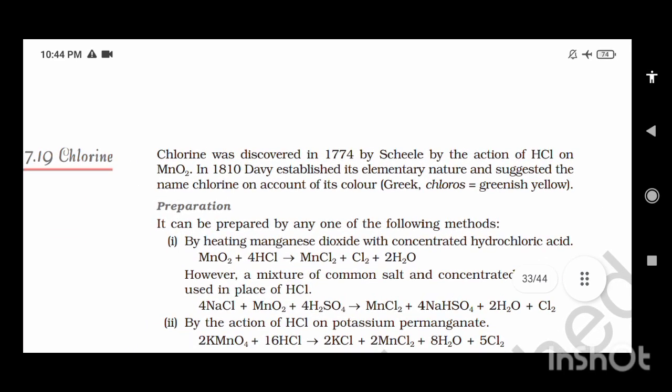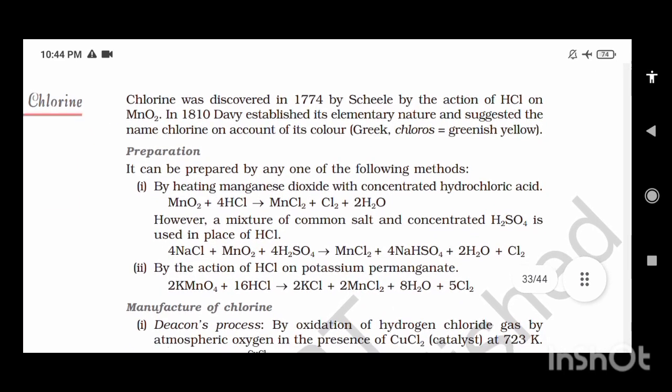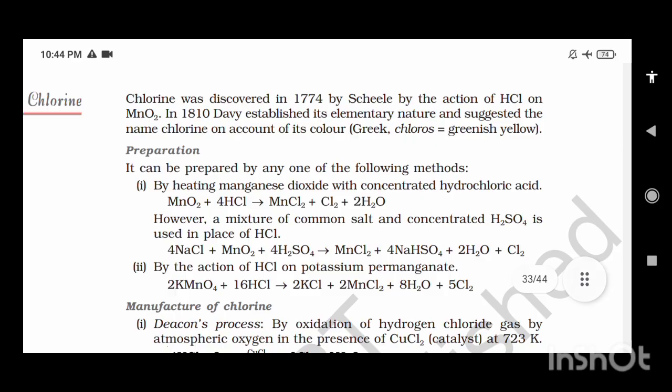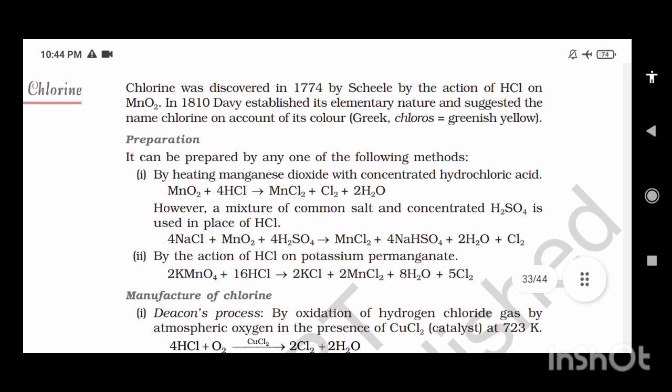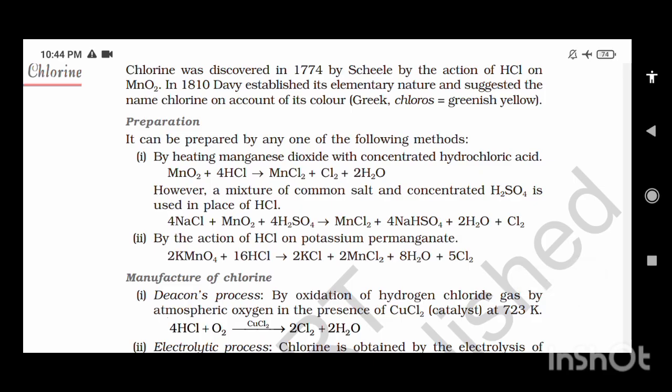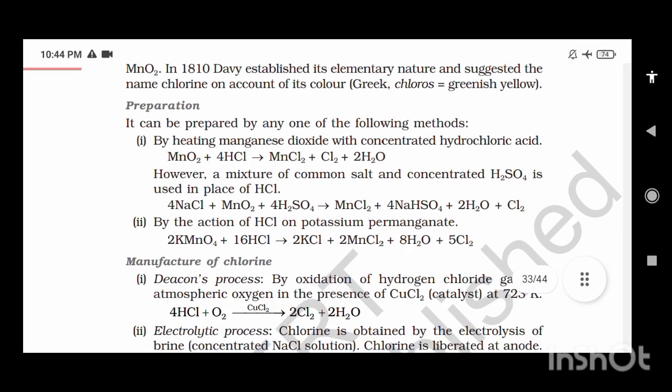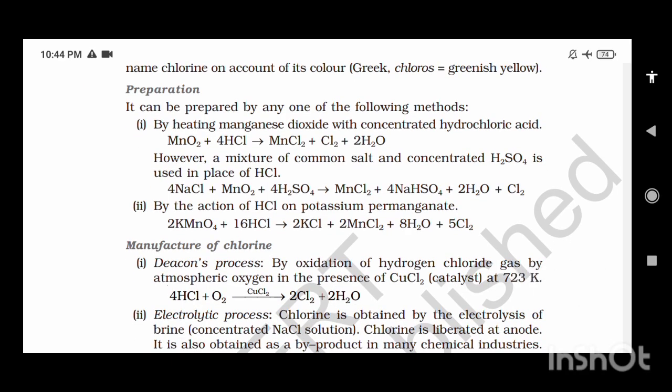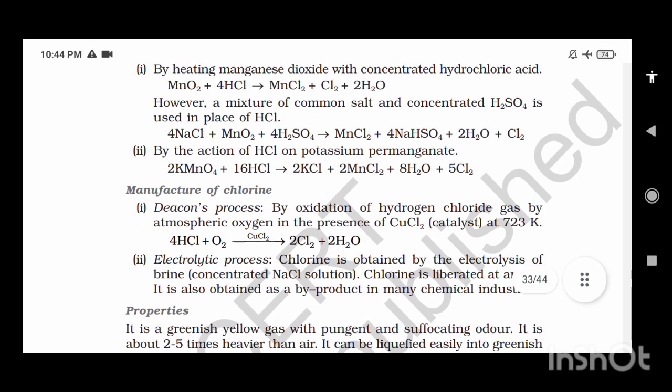Chlorine was discovered in 1774 by Scheele by the action of HCl on MnO2. In 1810, Davy established its elementary nature and suggested the name chlorine on account of its color. Preparation. It can be prepared by one of the following methods: by heating manganese dioxide with concentrated hydrochloric acid. Second is by the action of HCl on potassium permanganate.